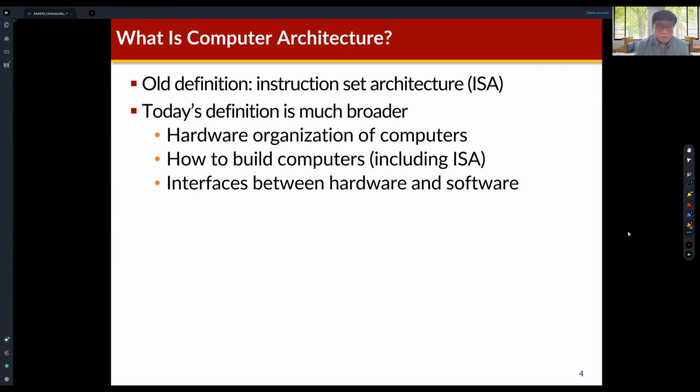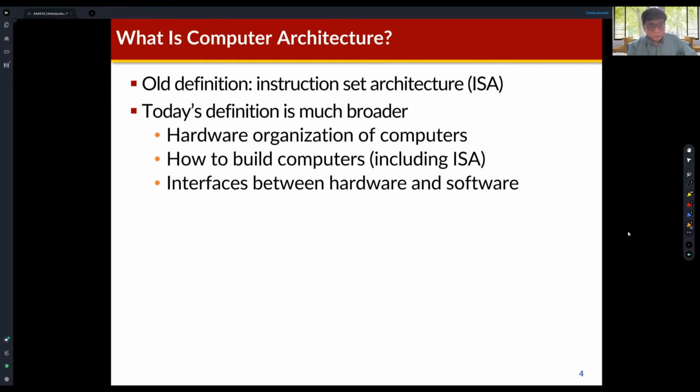And what is computer architecture? Actually, the old definition of computer architecture is just the instruction set architecture. I believe everyone knows about the instruction set architecture because the prerequisite is the undergraduate course. So if someone says they are working on computer architecture research in the previous decade.